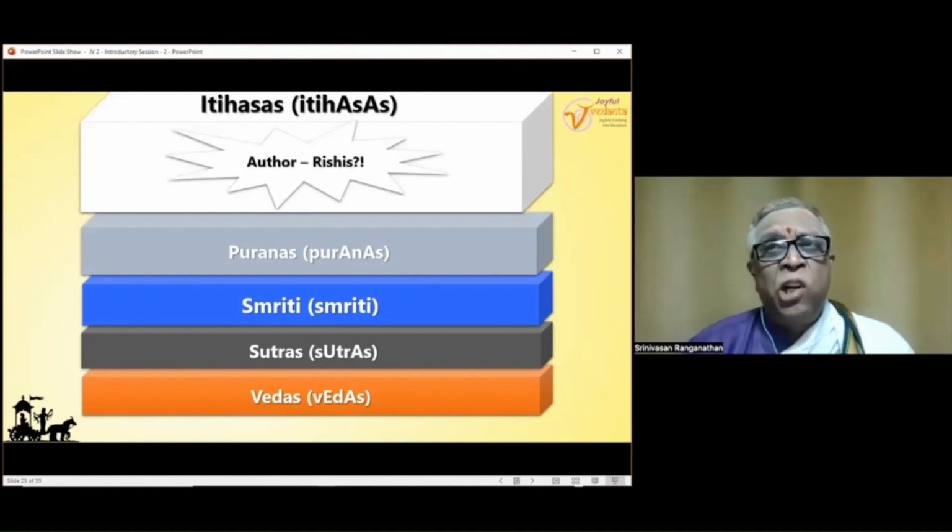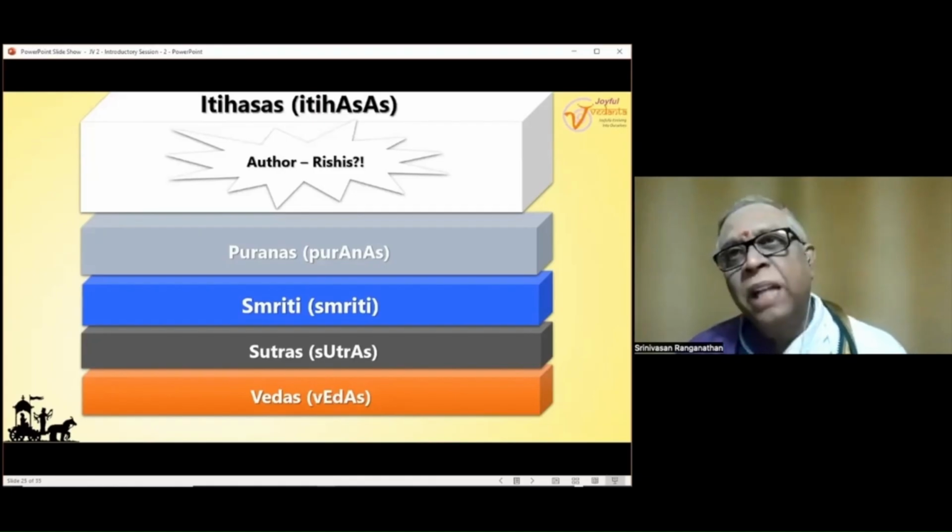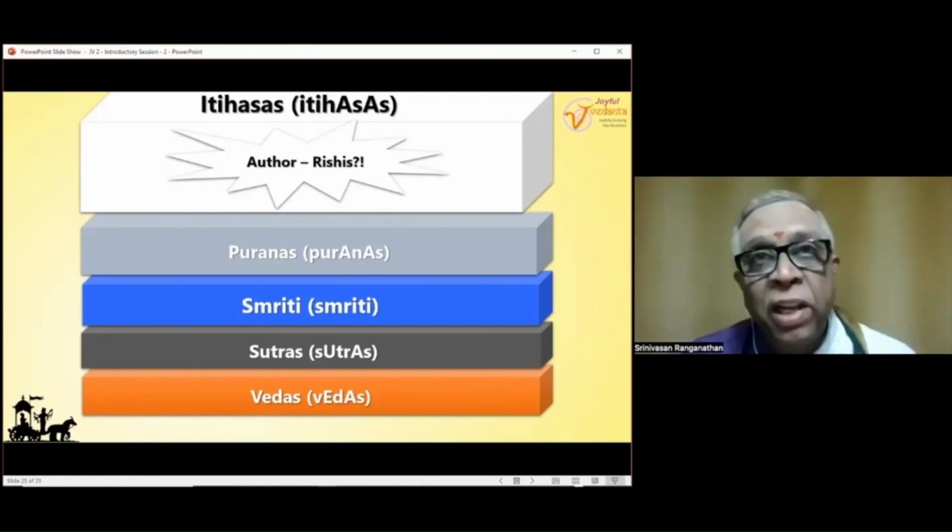Even the Kauravas are 100 children. Look at the number of characters, the consistency, the plots, the dramas which are there. So I think you need a rishi to write this. Obviously, a human being cannot write this.